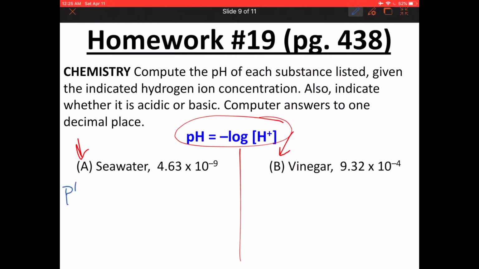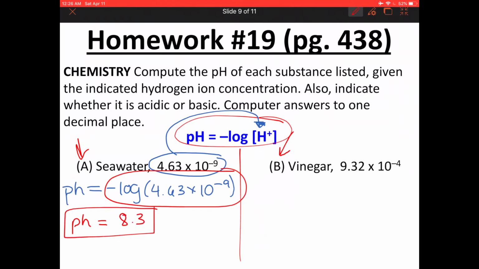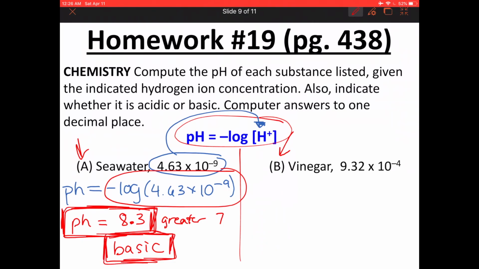So for seawater, I'm just going to enter my equation. pH equals negative log. If this is my hydrogen ion concentration, I'm just going to plug that in for H+. So negative log of 4.63 times 10 to the negative 9. So that's it for setting up my pH equation. So now I can enter all of this right into my calculator. And so what I get for the pH of seawater is going to be 8.3. So there's my final answer for the pH of seawater. Now since 8.3 is greater than 7, that means that seawater is going to be basic. So make sure that you include both parts of the answer. You need to tell me that the pH of seawater is 8.3, and then you also need to tell me that seawater would be basic.